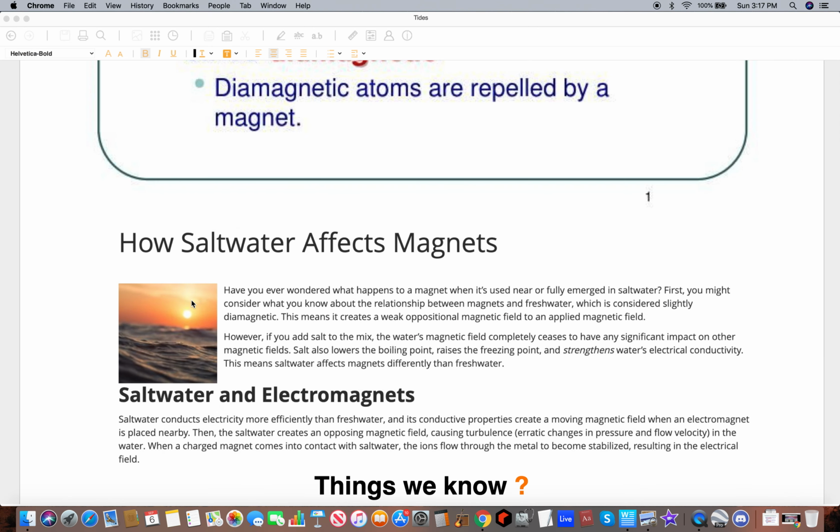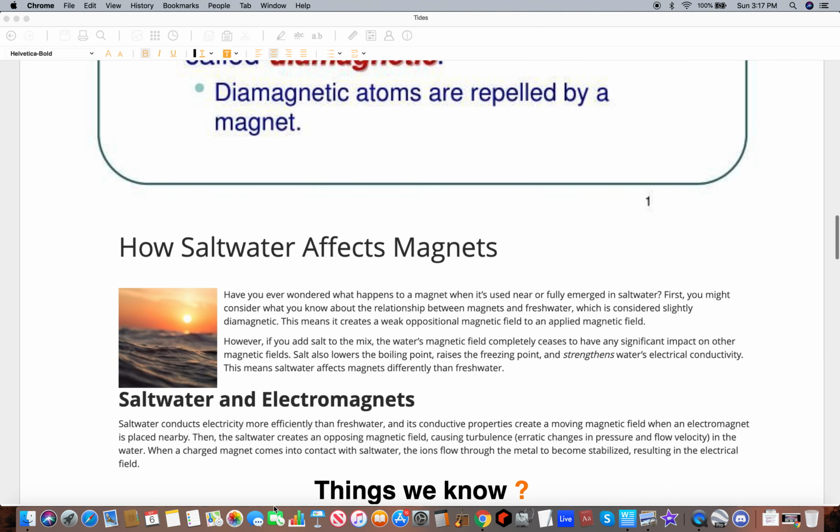This is the reason. I'm just going to read this one more time. Salt water and electromagnets. Salt water conducts electricity more efficiently than fresh water, and its conductive properties create a moving magnetic field when an electromagnet is placed nearby. Then the salt water creates an opposing magnetic field, causing turbulence, erratic changes in pressure, and flow velocity. And pressure, also you have to remember, changes in pressure will also cause movement. Change in pressure will also cause changes in temperature.